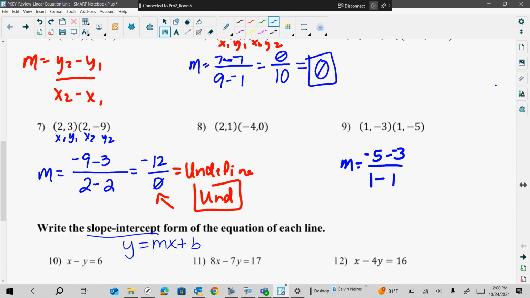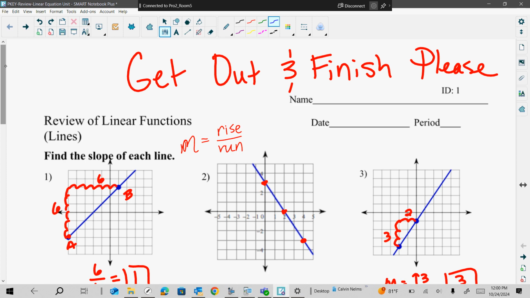All right, so from here, hold on just a second. Why is it doing this?